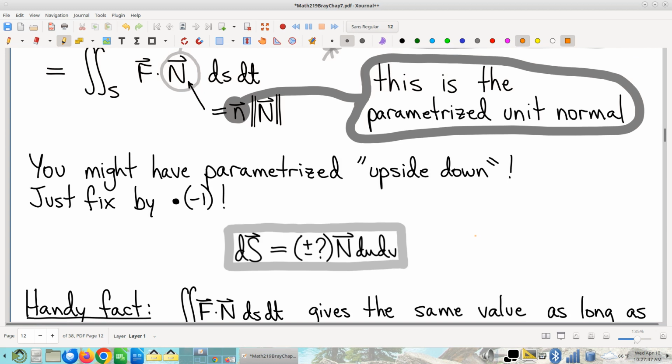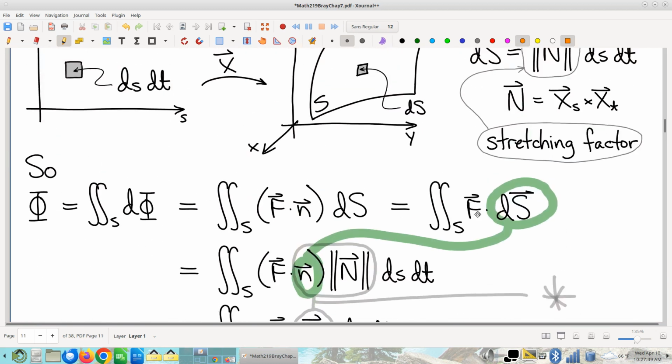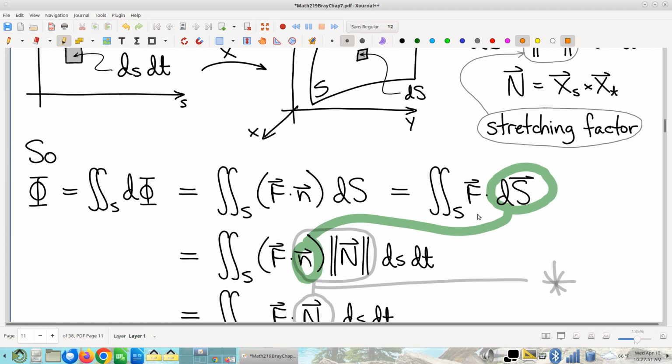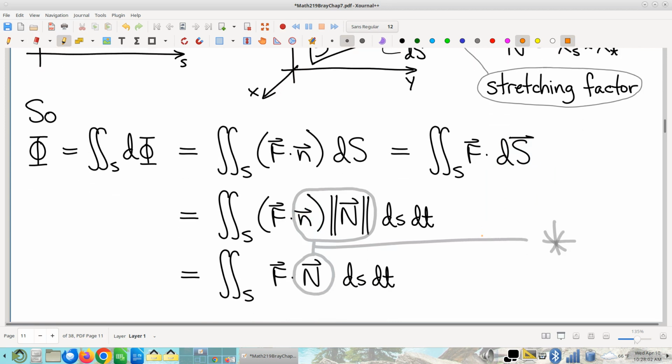Would you recommend, instead of using the F dot N equation, using the F dot product normal vector times the magnitude of the big N? Well, so we've got these various different formulas here for flux. Okay, so flux.